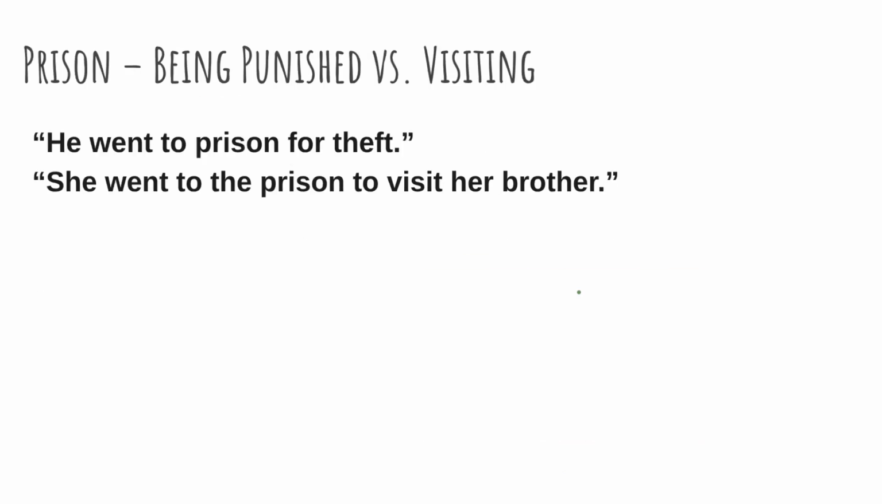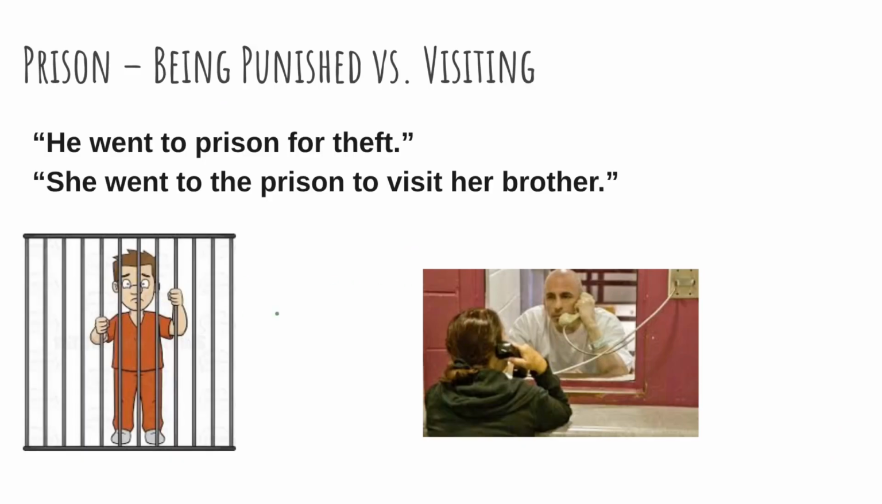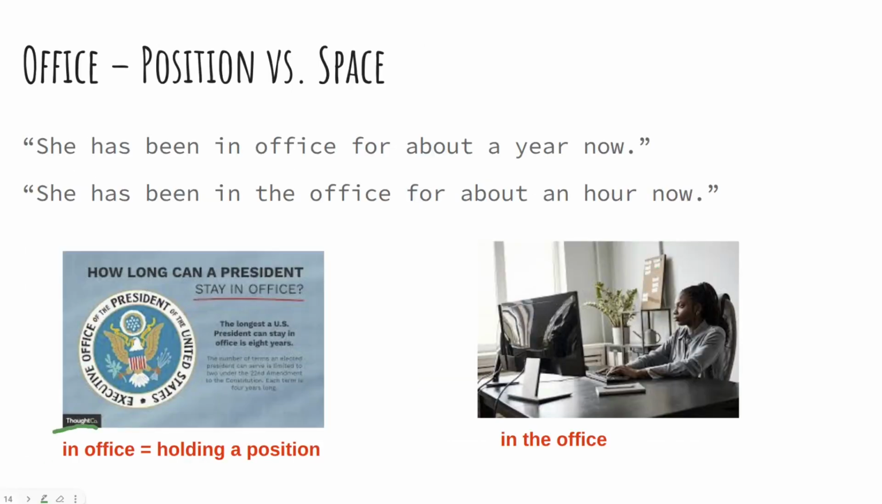Number 4, prison. Being punished versus visiting. He went to prison for theft. That means he's serving a sentence as a prisoner. Now look at, she went to the prison to visit her brother. Here, it's the physical location being referred to. Number 5, office. Position versus space. She has been in office for about a year now. That means she holds a position of power or responsibility. She has been in the office for about an hour now. Now it's a specific room or workplace.